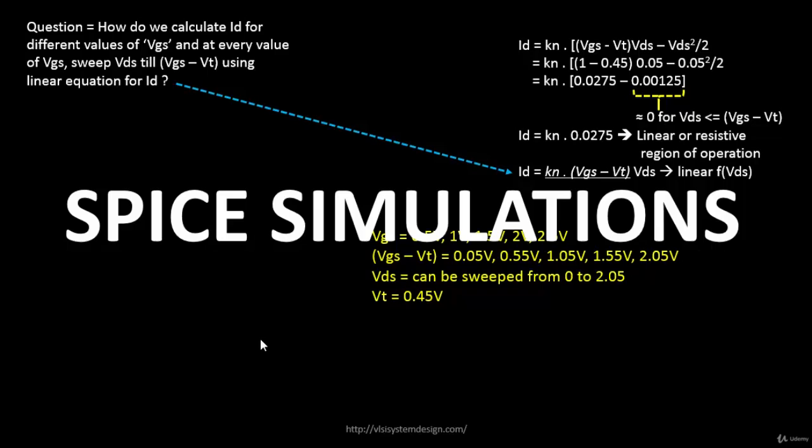But before entering into Spice simulations, we have to answer one more question: what happens when your VDS exceeds VGS minus VT? That's a very important question, and that's where your device enters the saturation region of operation. So we'll start with the new topic, the saturation region of operation, in the next video, because this will take some time and some theory to understand. Once we are done with the saturation region of operation, we'll move to simulations using Spice. Let's do all this in the next video. Thank you.